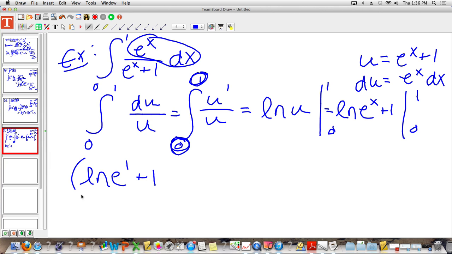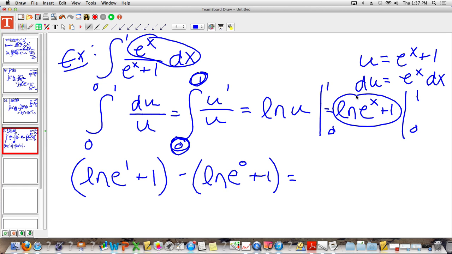Yes. We're going to take this, and we are going to subtract from it the ln of e to the power of 0 plus 1. So I'm taking this thing, replacing the x value with the 1, replacing the x value with the 0, subtracting my answers. Yes? Did you cancel the ln and the e? No. Well, what is the ln? It's always going to be equal to the power.